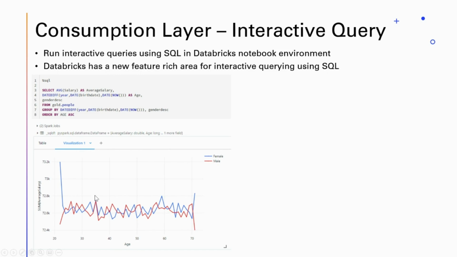What that allows us to do is to create this nice little graph, which has your age across the bottom and then the average salary across the side. And this is then split down by male and female.